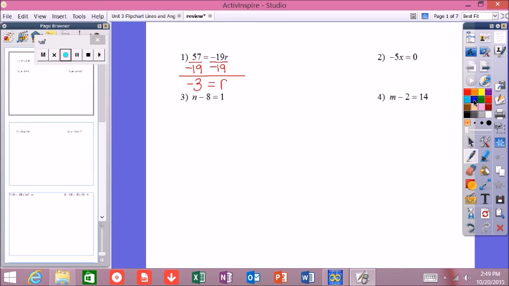We're going to work number 2 the same way. We're solving for x. We want to isolate x. The opposite of multiplying by -5 is dividing by -5. The -5's cancel on the left. We have x equals, and 0 divided by anything is 0.